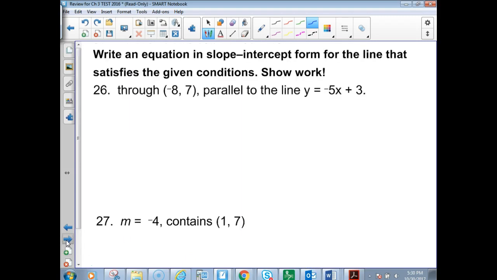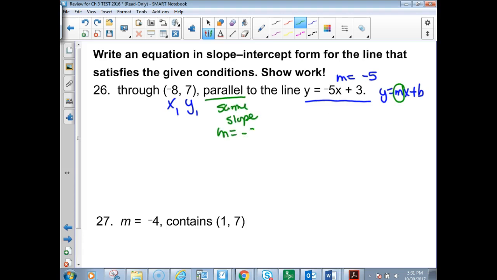Write an equation in slope-intercept form for the line that satisfies the given conditions. Through the point x1, y1, negative 8, 7, parallel to a line with this equation. This equation gives a slope of negative 5. It is in y equals m times x plus b form. So I was looking right here at the slope number. Slopes do not include an x. They are just located attached to the x. They are called the coefficient of x. That negative 5 tells me the slope of this line is negative 5, which means the line parallel would have the same slope. So that means its m is going to be negative 5 also.